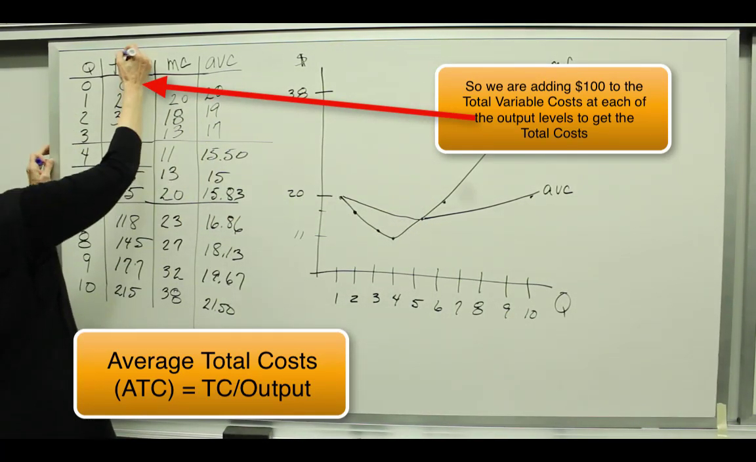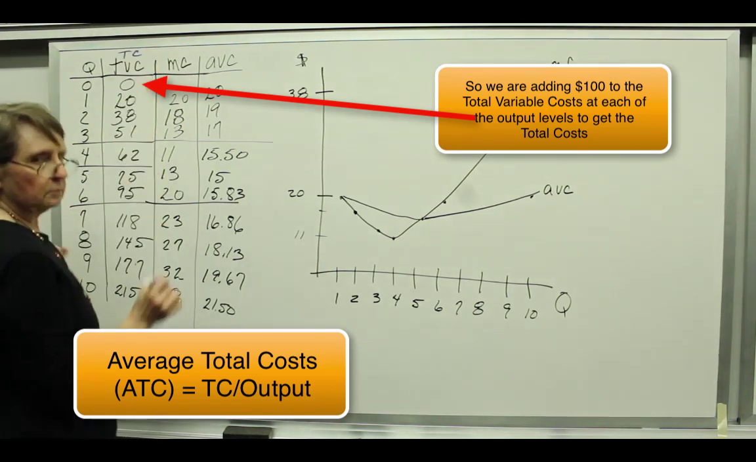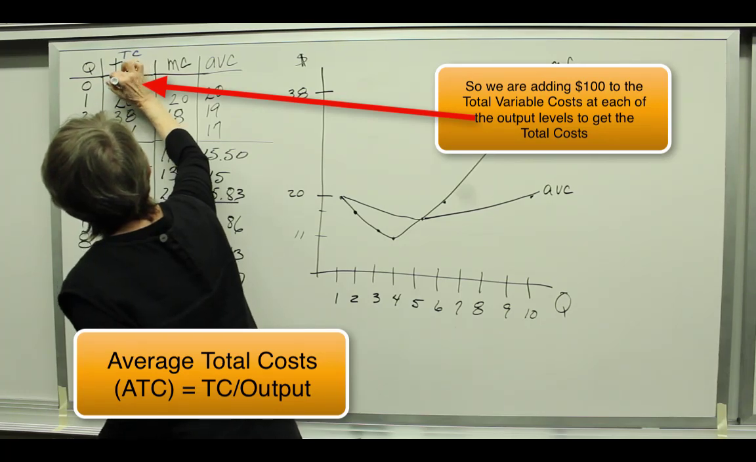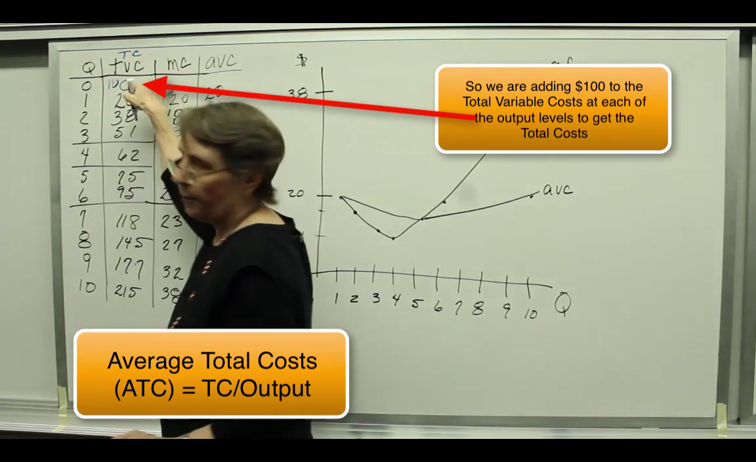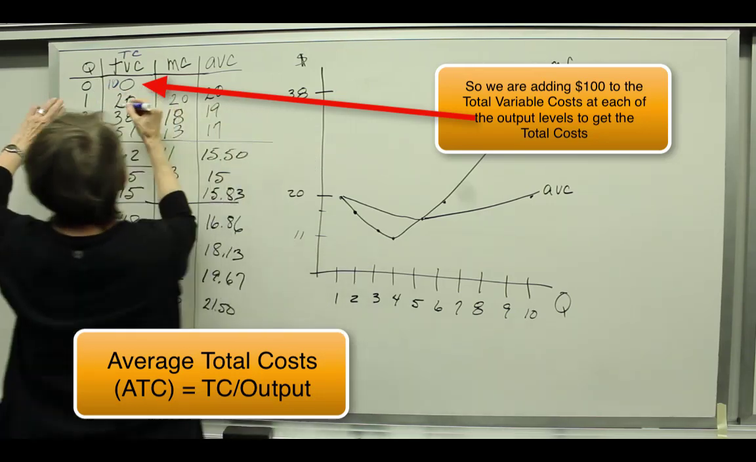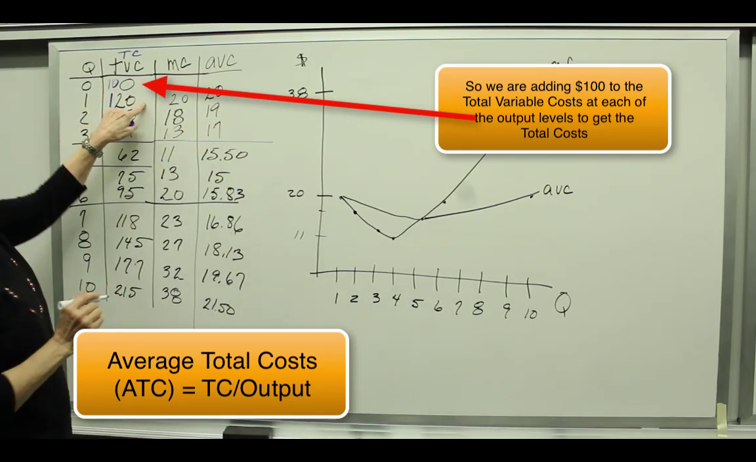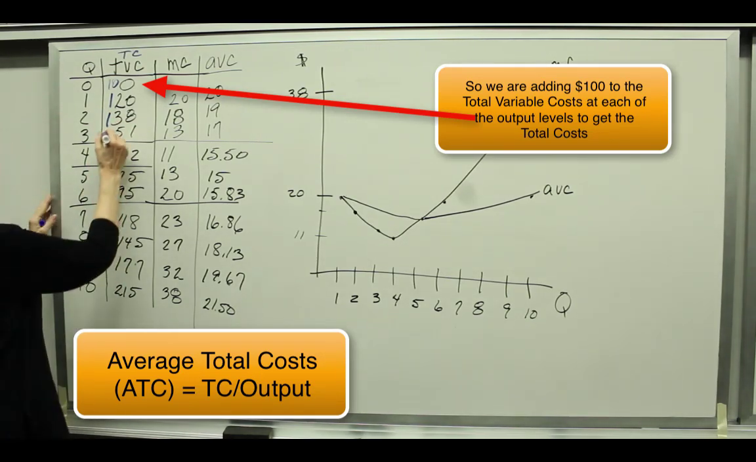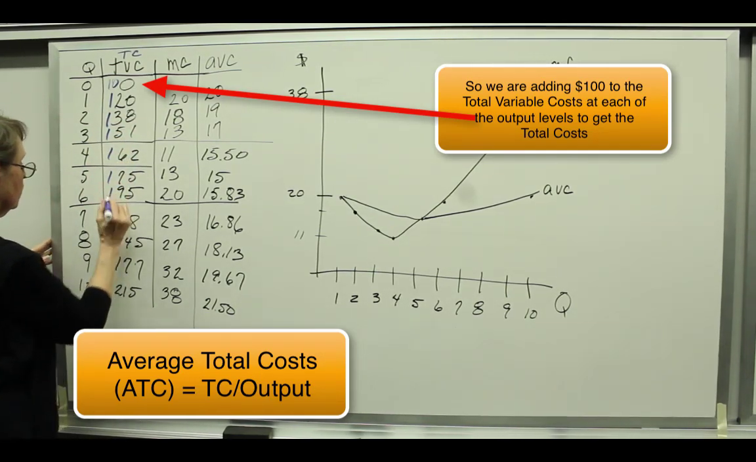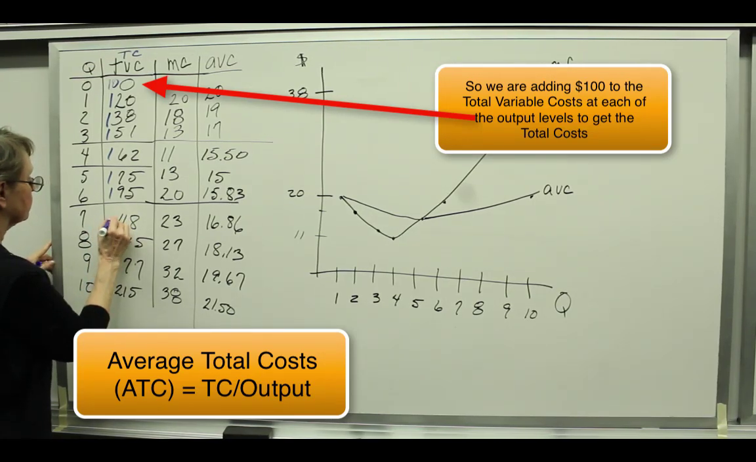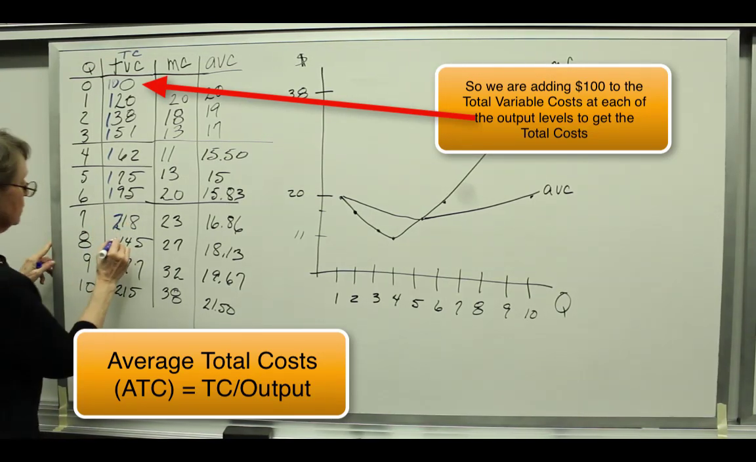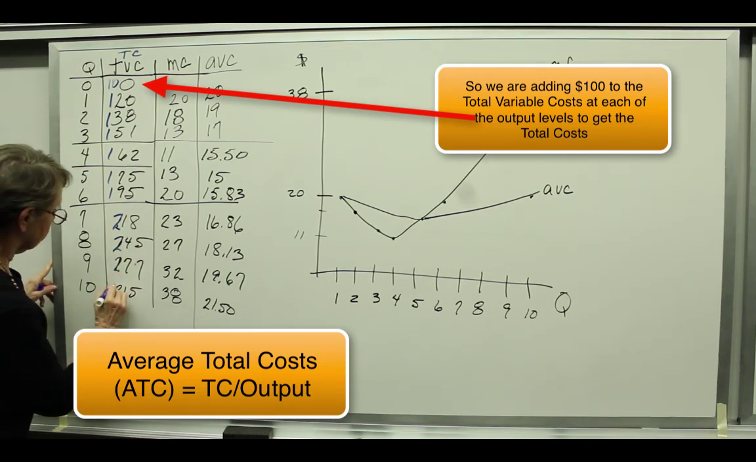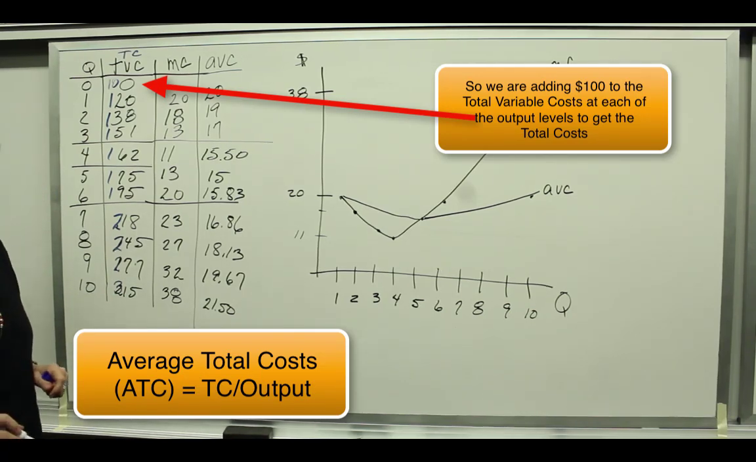And so my total costs are going to be $100 when I produce nothing, $120 when I produce one, $138 when I produce two, and so on. This is going to be $218. This is going to be $245, $277, $315. Total costs.